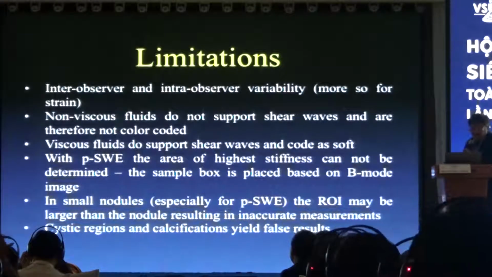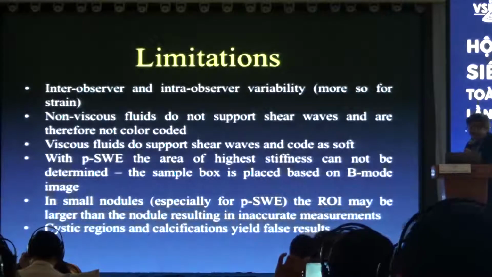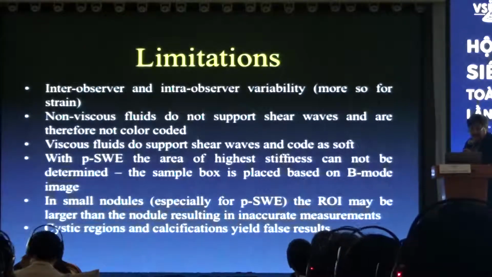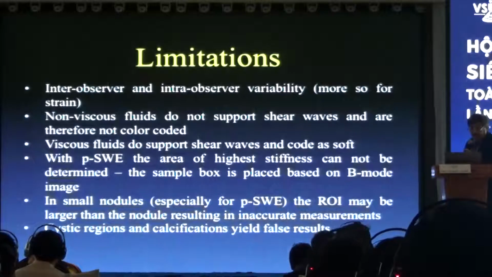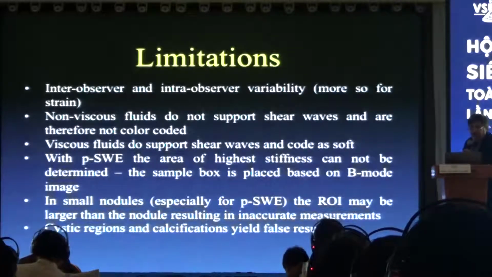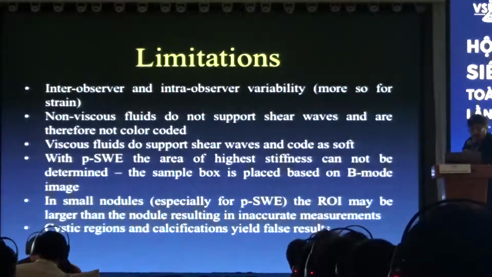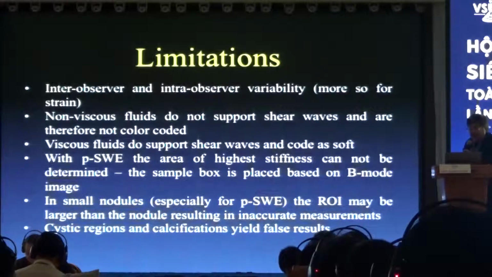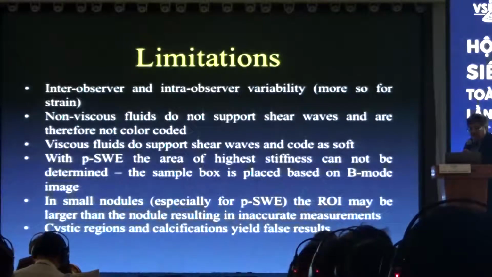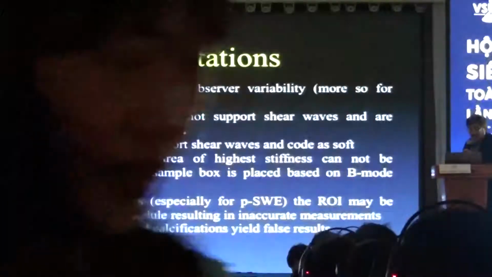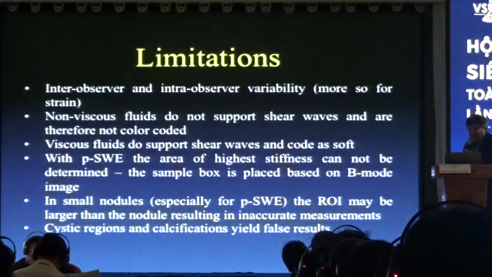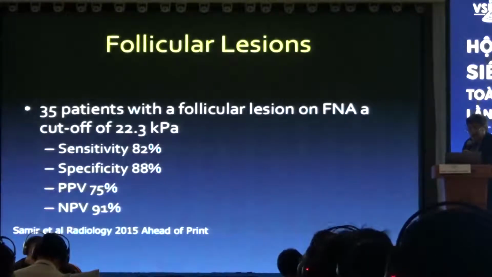So again, limitations: inter-observer and intra-observer variability is very great in this. Non-viscous fluids do not support shear waves and are therefore not color-coded, so it's very hard to analyze cystic thyroid masses. With point shear wave, the area of the highest stiffness cannot be determined, so we don't want to use that. We always want to use 2D so we know where to put our box. In small nodules, we may have an ROI problem, that you can't make the ROI small enough for the lesion. And again, cystic regions and calcifications can yield false results.